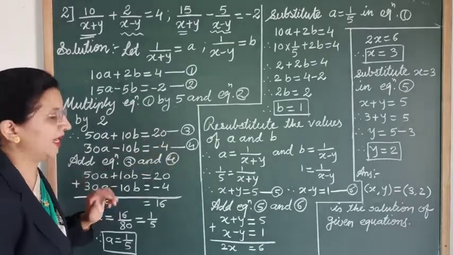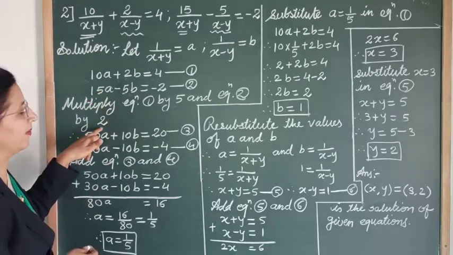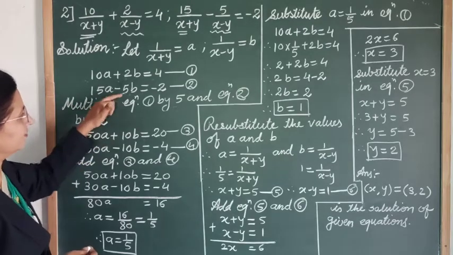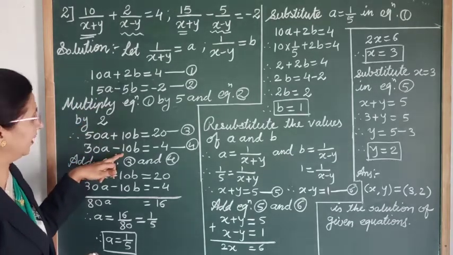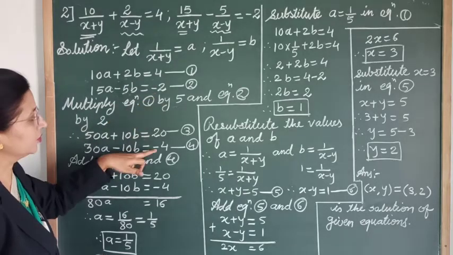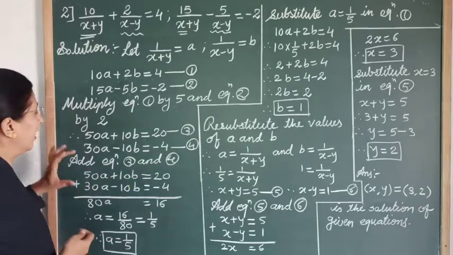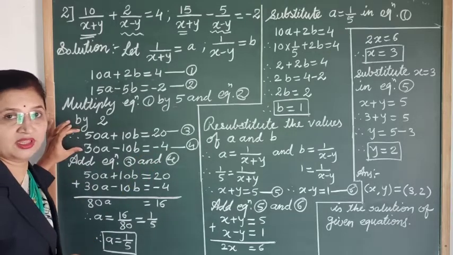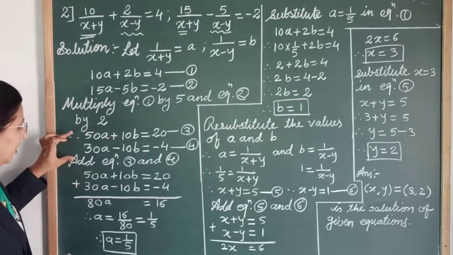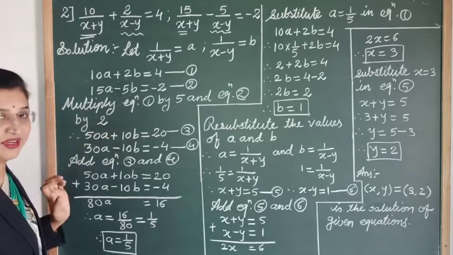Let's give it the number 3. Similarly, the second equation is going to be multiplied by 2. So 15 2s are 30a minus 5 2s are 10b is equal to negative 2 into 2, that is negative 4. So this is our equation number 4. Now we have to solve these equations. Let's add both equations because the coefficients are the same and the signs are different.